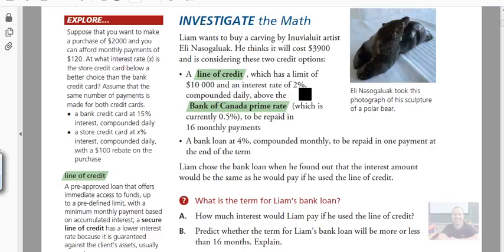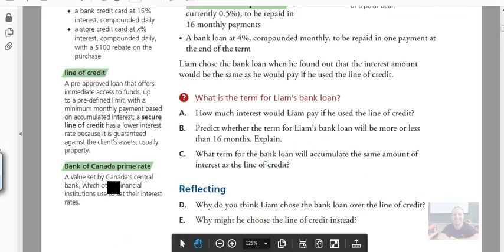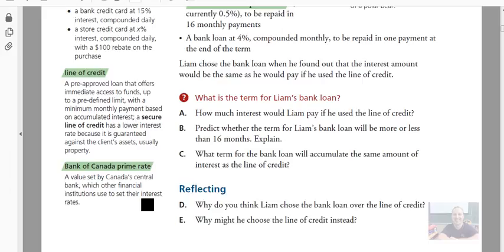Okay, so it's compounded daily. It's 2% above the Bank of Canada prime rate. So this 2% is above the prime rate, which in this case is 0.5%, let's say. The Bank of Canada prime rate, or the prime lending rate, is a value set by Canada's central bank which other financial institutions use to set their interest rates. So it's basically, in your assignment, when you were looking for a loan to buy a car, make a mortgage payment, or for student loans, you may have used the Bank of Canada prime lending rate as your percentage.